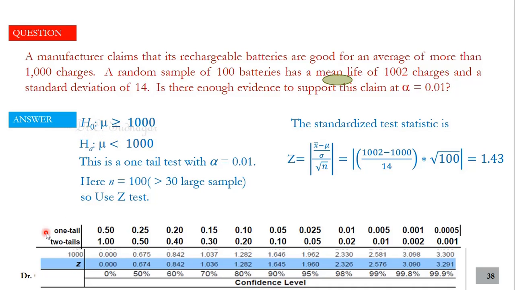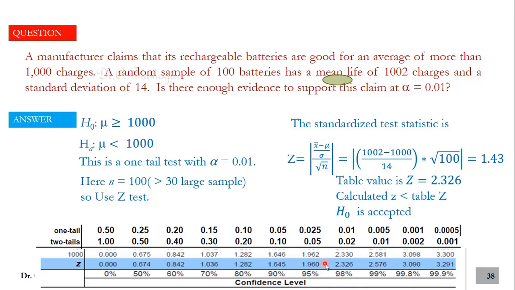So for a one-tail test, you can take it from here, and 0.01 comes here. Then n is greater than 100, that means you should take only this Z line. So in this line, what is the table value? It is coming 2.326. So this is the value, 2.326 is the table value. Take it down. The table value is 2.326.